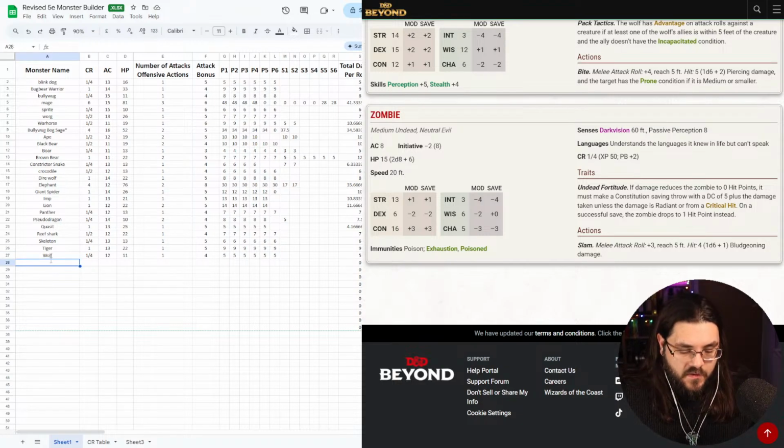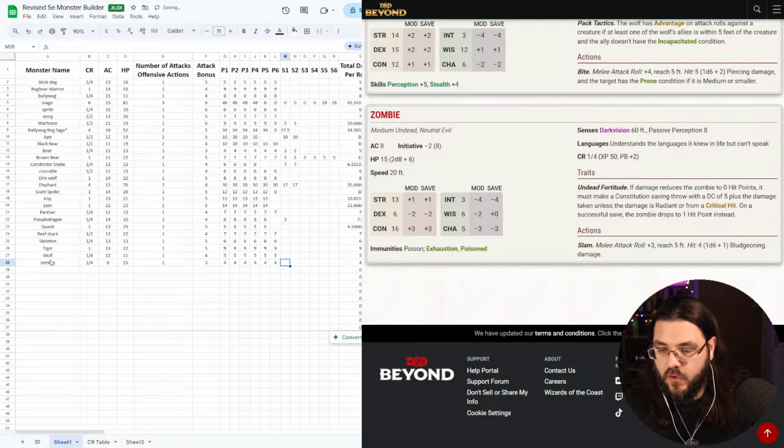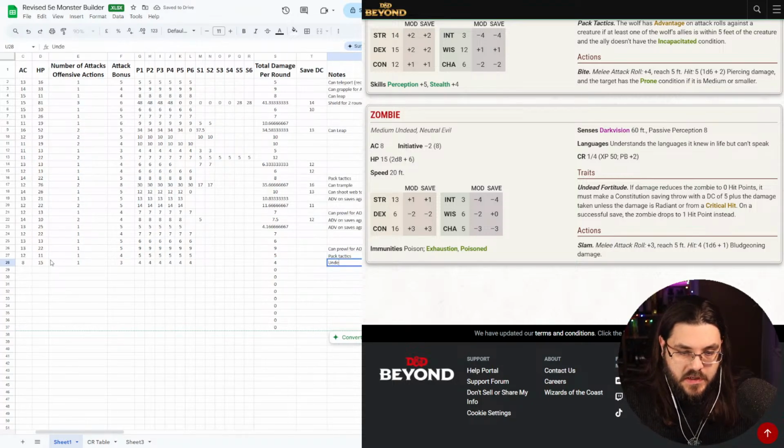And then zombie. Zombie is the last one of this batch. Zombie, which is CR 1/4, and then AC of 8, 15, and then it's 1 offensive action. It's +3 to hit, which is abysmal, and then it does 4 damage, but it does have undead fortitude, which is going to make a big difference on its CR, I think.